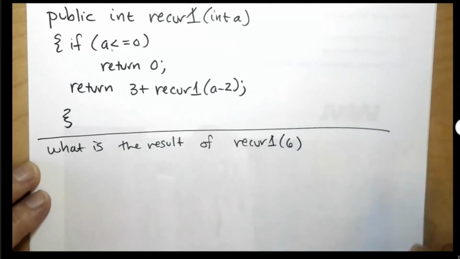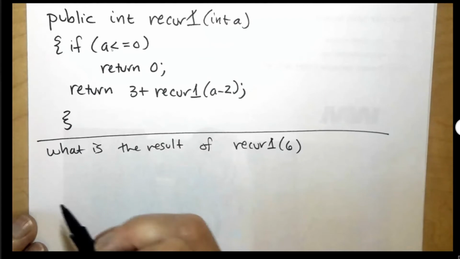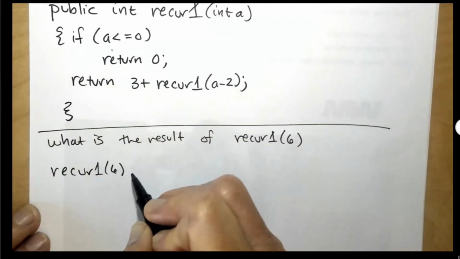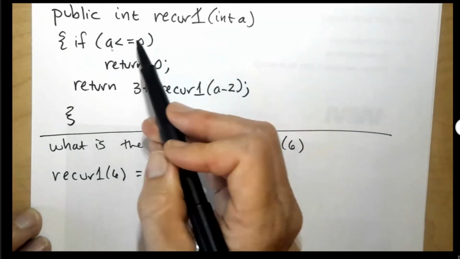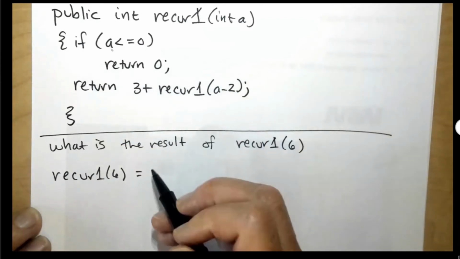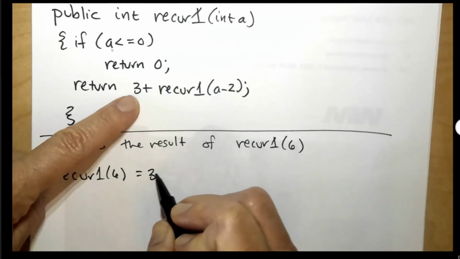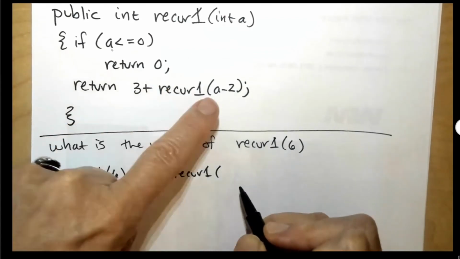All right, so this is how I set it up. I tell them to leave a lot of space to do the recursion. So I have my call to recur 1 of 6. And I say, okay, if I go into that method, 6 is not satisfying this, so it's not going to do the if statement. So it's going to return 3 plus recur 1 of 6 minus 2, which is 4.